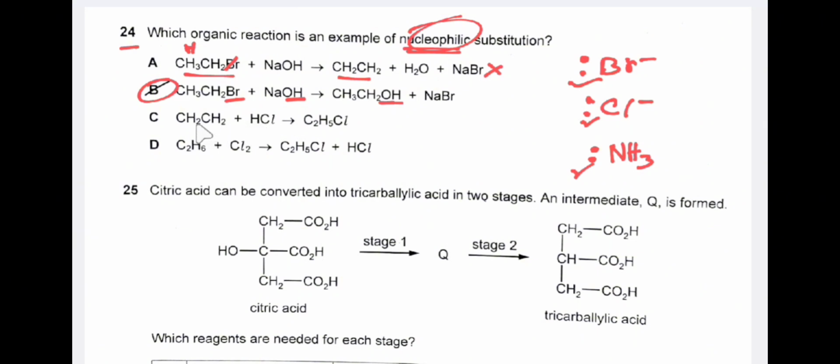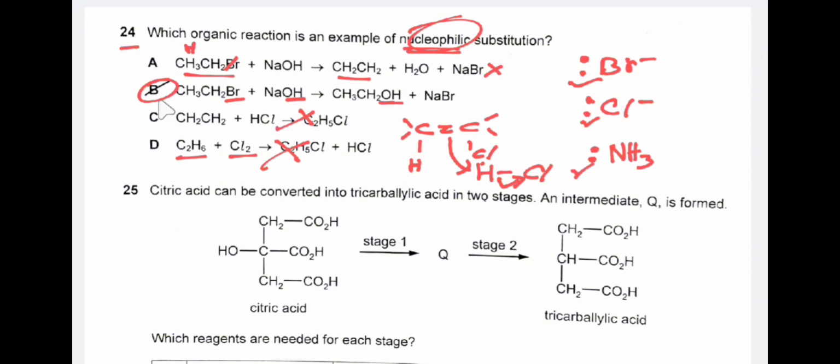Then for this reaction, CH2CH2, we can see that a double bond breaks and H and Cl are attached. So this is an electrophilic addition reaction with HCl. From this double bonded carbon the attack occurs in this way: first the hydrogen attaches to this carbon, then chlorine attaches to this carbon. So this is an example of an electrophilic addition reaction, not a nucleophilic substitution reaction. Then this is also a substitution reaction, but not a nucleophilic substitution reaction. So the correct answer is P.